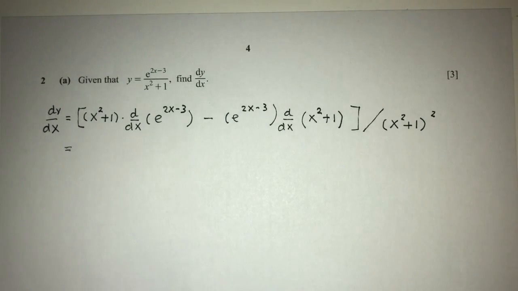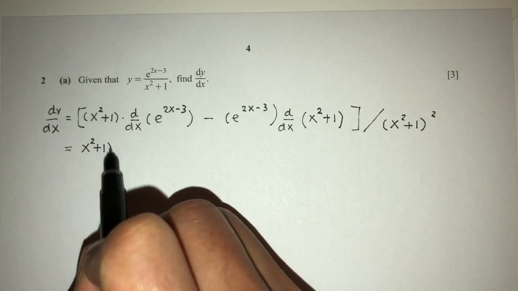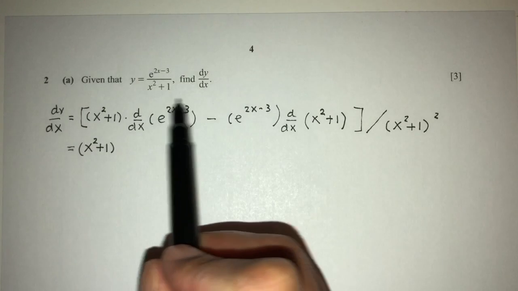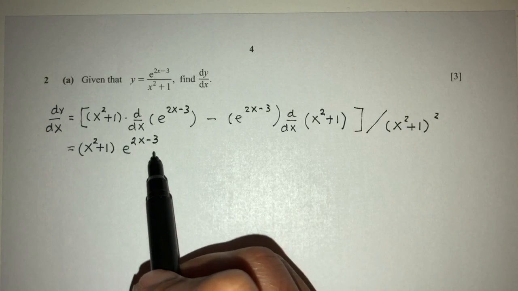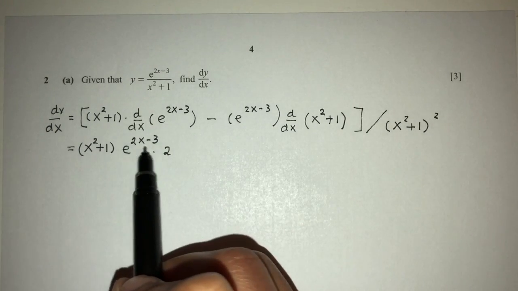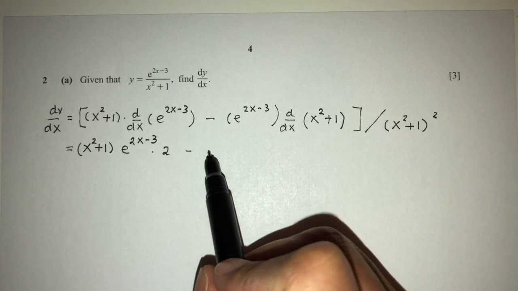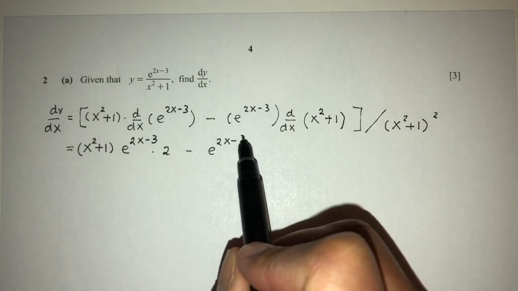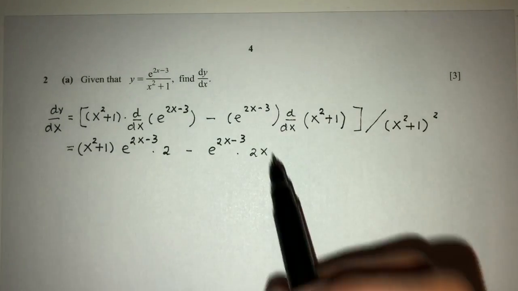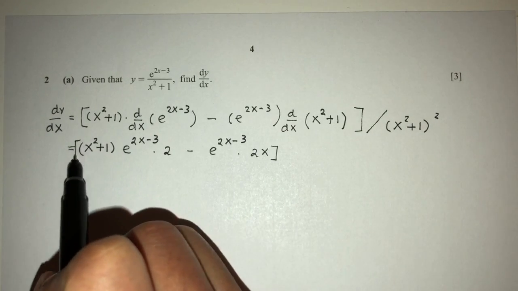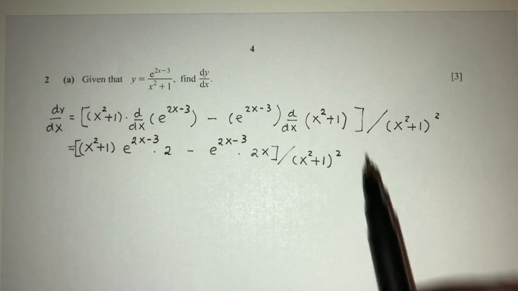This one will be the same, x squared plus 1. d by dx of this one will give you exponential 2x minus 3, but multiplied by 2, because you have to differentiate the top, that will be 2. Now minus, this is the way it is, then d by dx of this one will be 2x, and then everything else divided by x squared plus 1 squared.